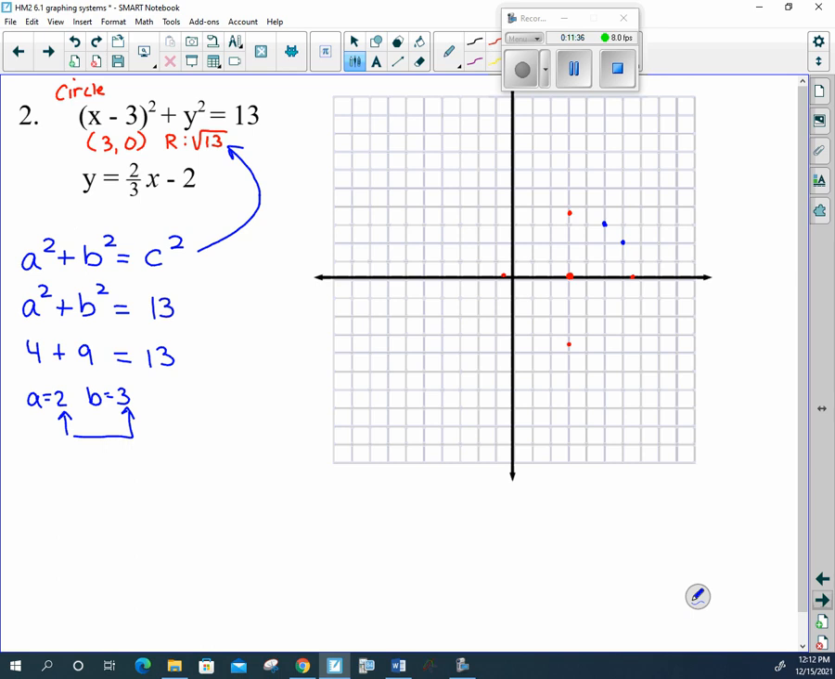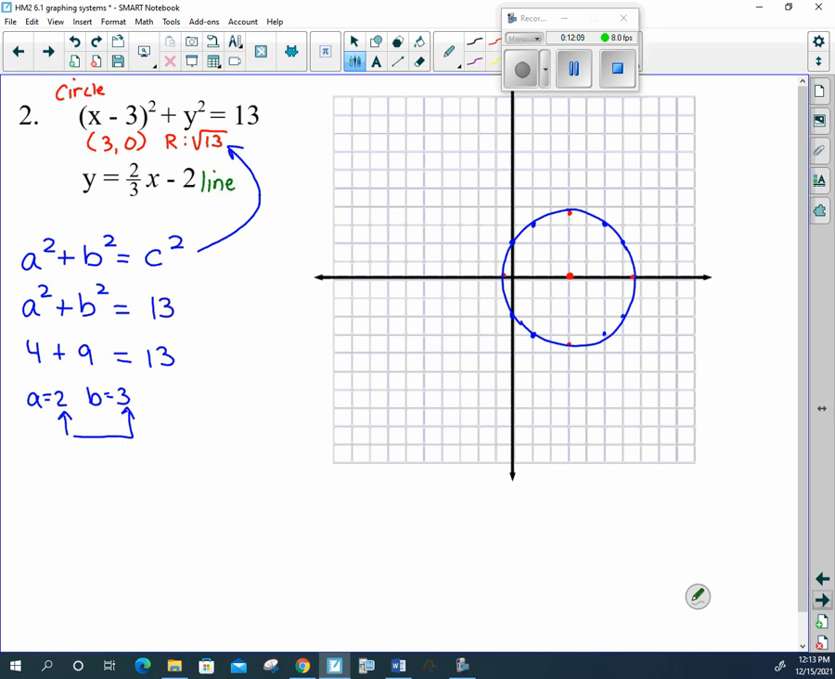So I'm going to go left 3, up 2, left 2, up 3. You can see how this is giving me more points on my circle. Left 3, down 2, left 2, down 3, and then right 3, down 2, right 2, down 3. Those were all 2, 3 combinations. You can sketch your circle in. It kind of gives you more points on your circle too, so you can draw your circle in better shape. So there's our circle.